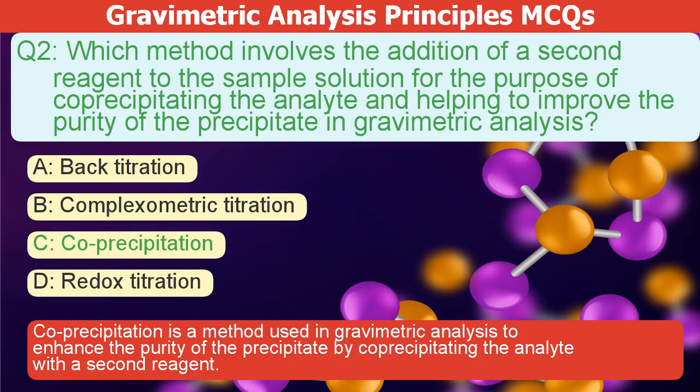The correct answer is C. Co-precipitation is a method used in gravimetric analysis to enhance the purity of the precipitate by co-precipitating the analyte with a second reagent.